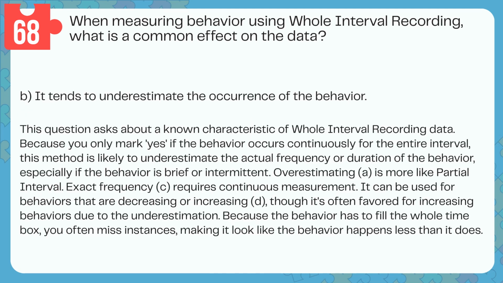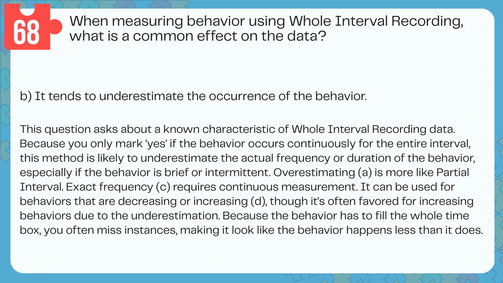Answer B. It tends to underestimate the occurrence of the behavior. This question asks about a known characteristic of whole interval recording data, because you only mark yes if the behavior occurs continuously for the entire interval. This method is likely to underestimate the actual frequency or duration of the behavior, especially if the behavior is brief or intermittent. Overestimating, A, is more like partial interval. Exact frequency, C, requires continuous measurement.